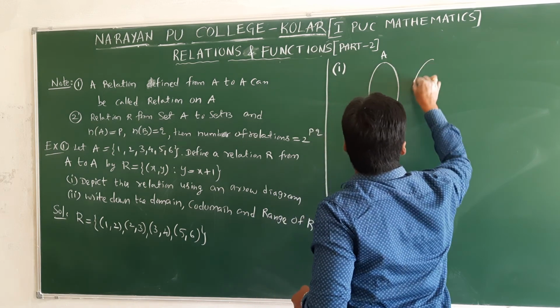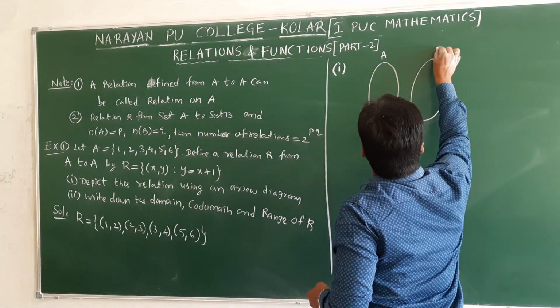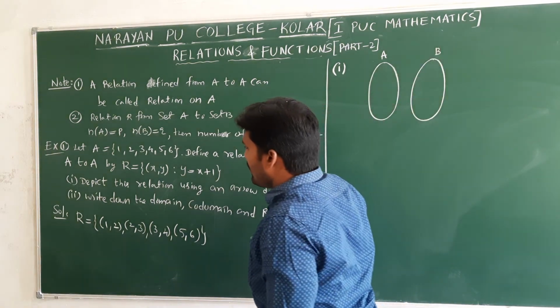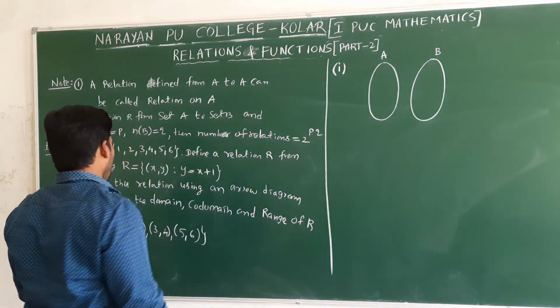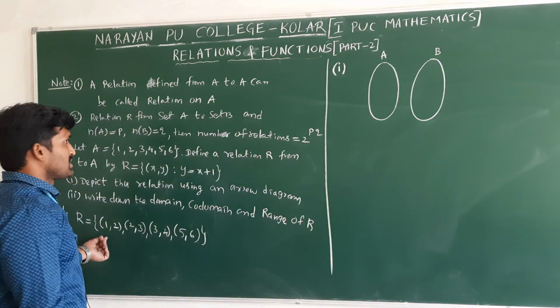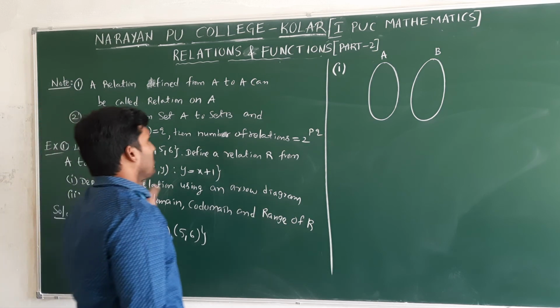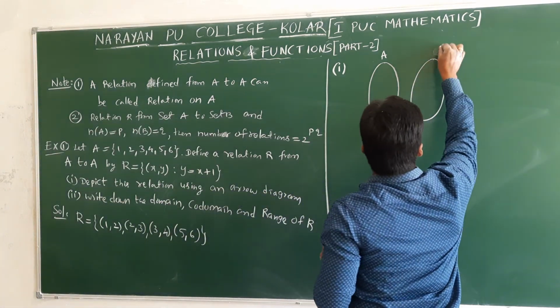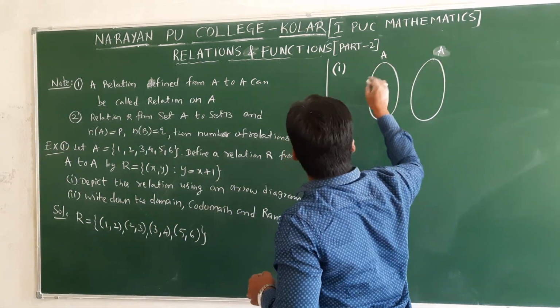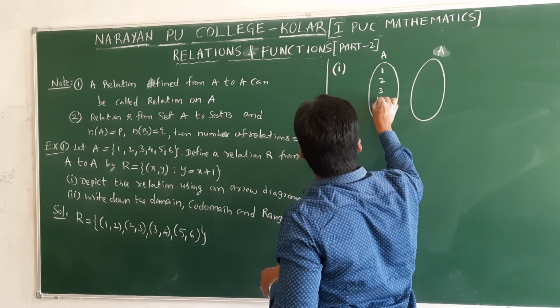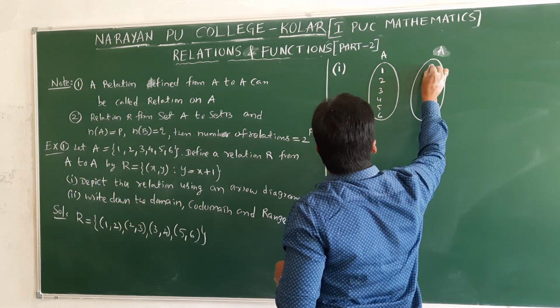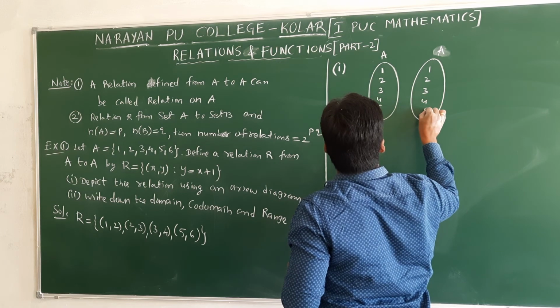Set A, set B. Here you are taking only a few elements, not all elements, only those which are representing the relation. From A to A means we will take like this. What is set A? 1, 2, 3, 4, 5, 6. 1, 2, 3, 4, 5, 6.